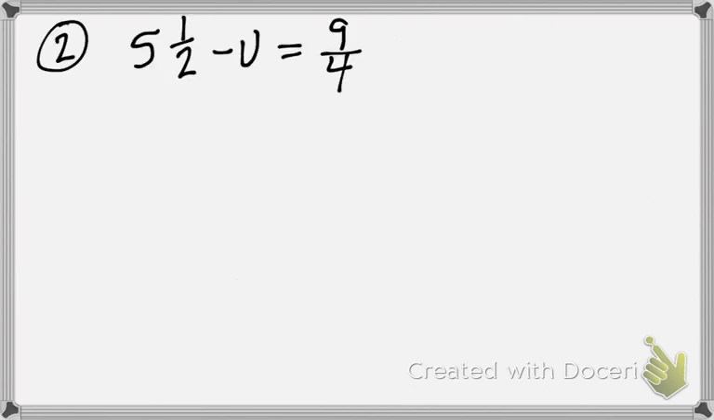So now in my two-step equation, it's going to be a lot easier and more user-friendly if we turn this mixed number into an improper fraction. So that's going to be 11/2 minus u is equal to 9/4. So the negative is in front of the u. It's not in front of the 11/2. So the 11/2 is a positive 11/2.